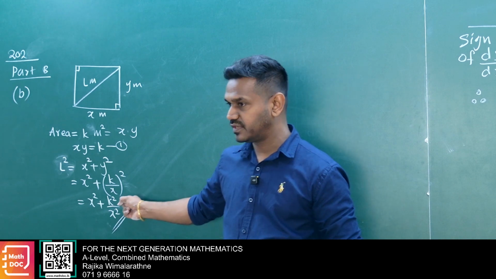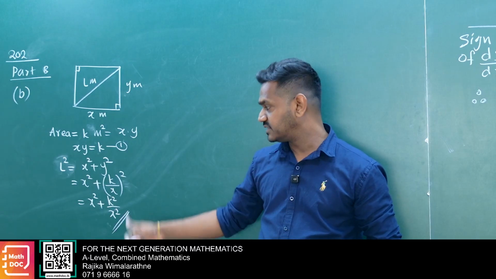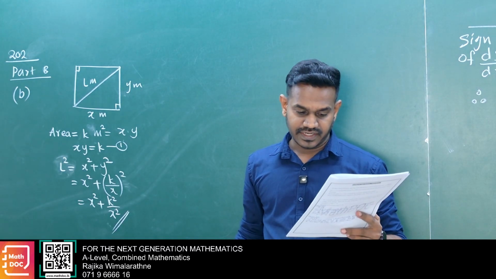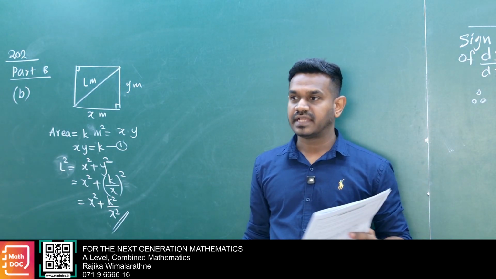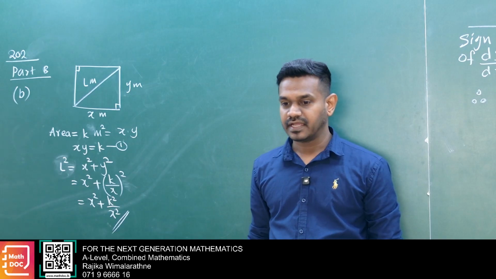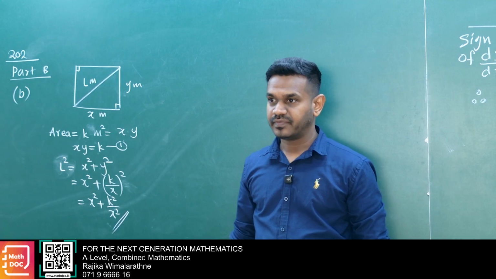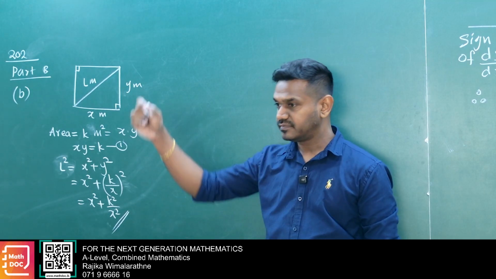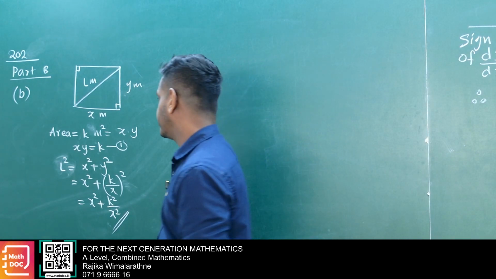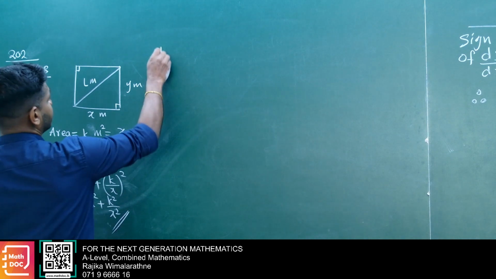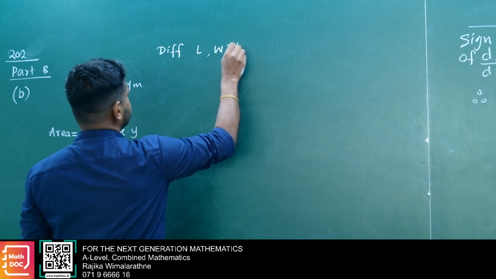Identify K is a constant. Okay, K is a constant. X is a variable. L varies with x. Then you have to differentiate L with respect to x. Continue. Here this is general mathematics, not advanced mathematics. Differentiate L with respect to x.